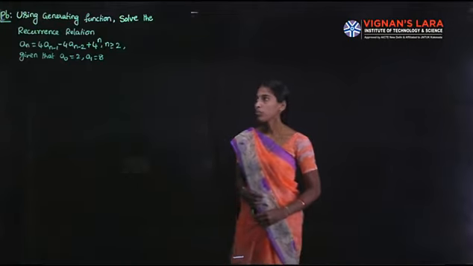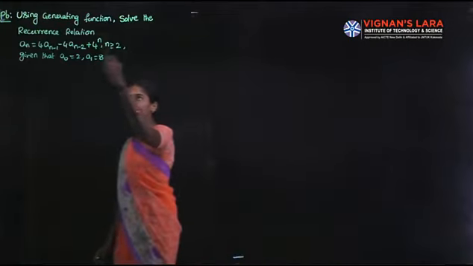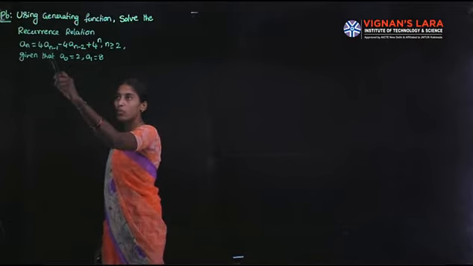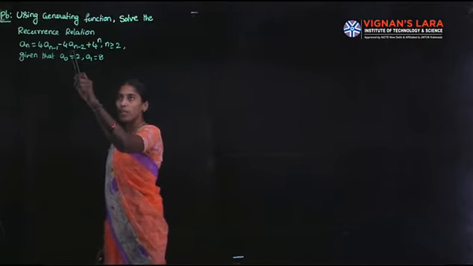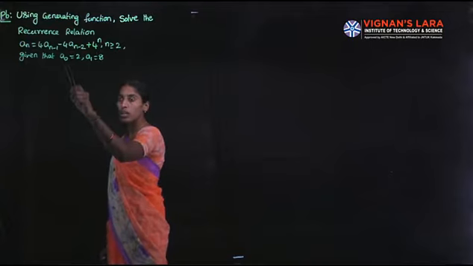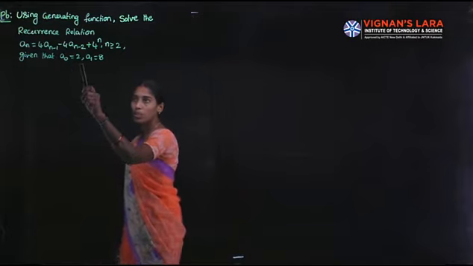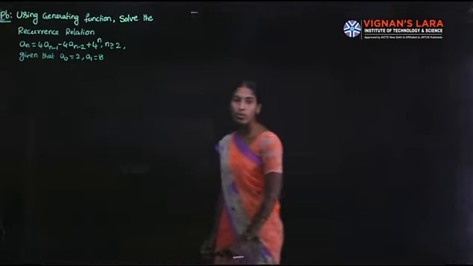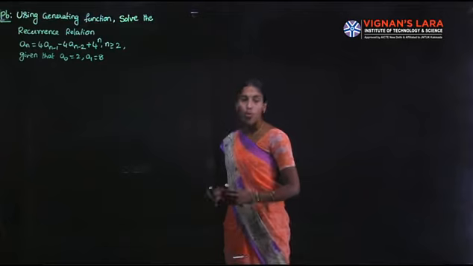Now next sum: using generating function, solve the recurrence relation a_n = 4a_{n-1} - 4a_{n-2} + 4^n, n greater than or equal to 2. Two initial conditions are given, a0 equal to 2 and a1 equal to 8, right? So what is the procedure?